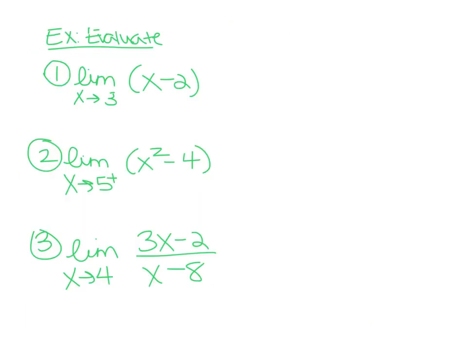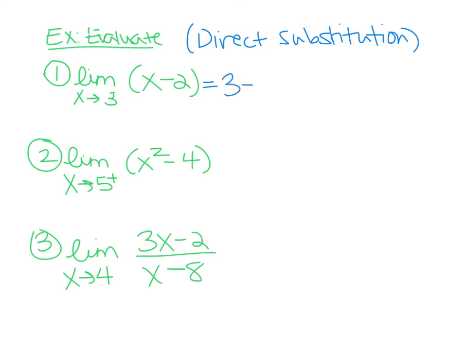So we're going to do our first algebraic limits. These ones, you'll see, are not very hard. They're actually going to be really, really easy. We're going to evaluate these using what's called direct substitution. And direct substitution means that we are just going to plug in the number. So the limit of x minus 2 as x approaches 3, we're going to find by substituting in 3 for x. You just get 1.